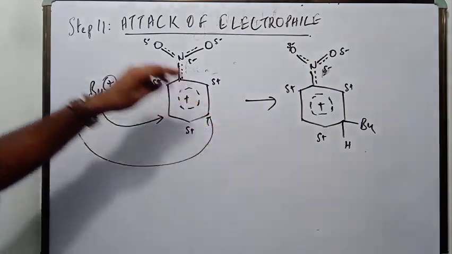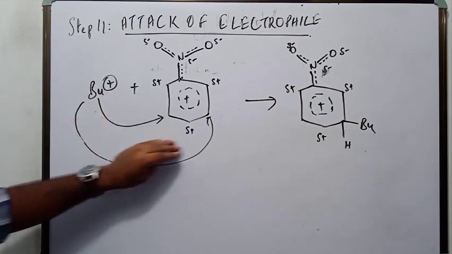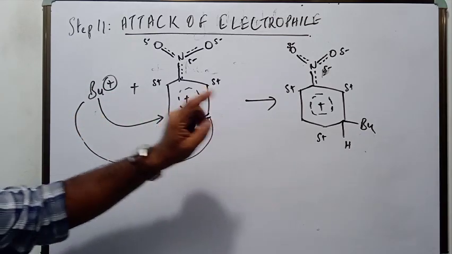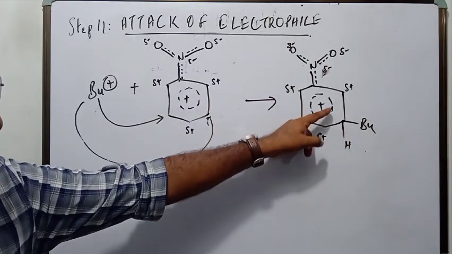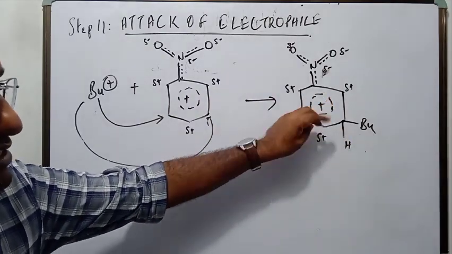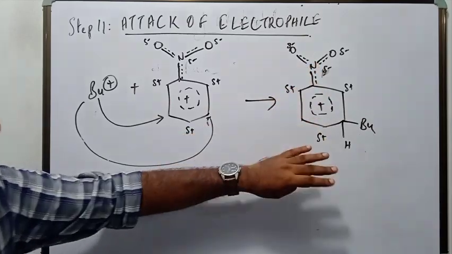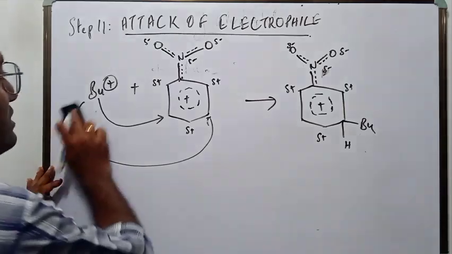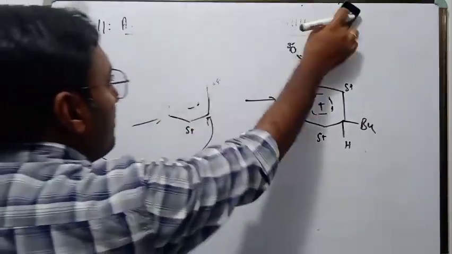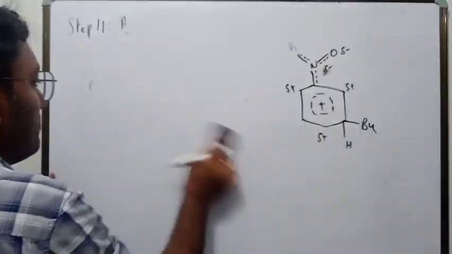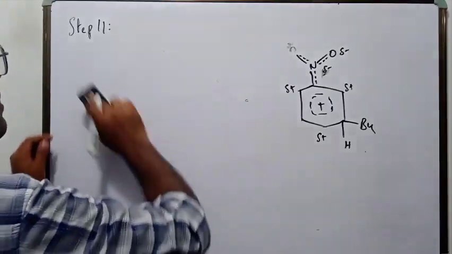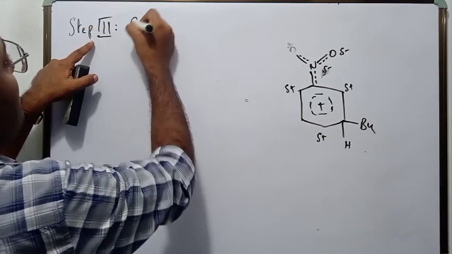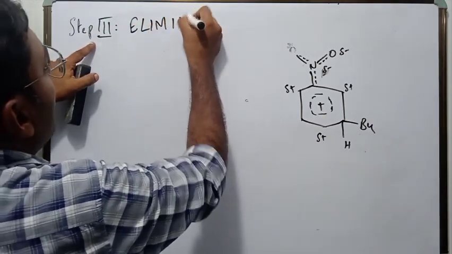So this is the step 2 where attack of electrophile takes place at region of higher electron density, which is the meta position here. And now this increase of positive charge has made the ring very unstable, and this ring carbocation is very, very unstable. It is very short-lived. In the step number 3, what would happen? It would reclaim its electron pair but from proton. Step number 3, elimination of proton.